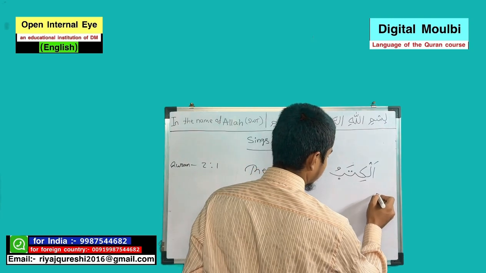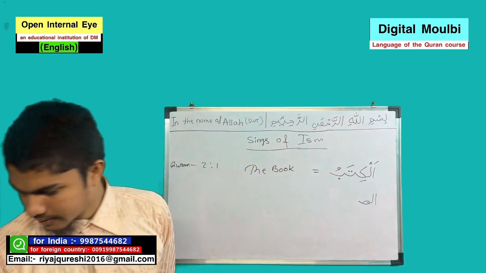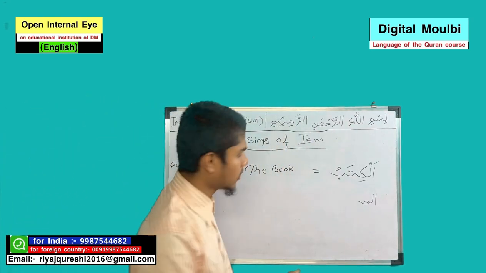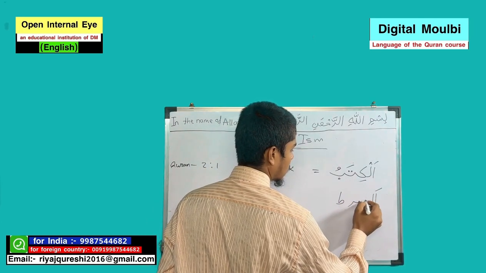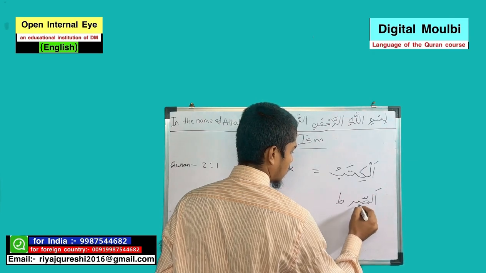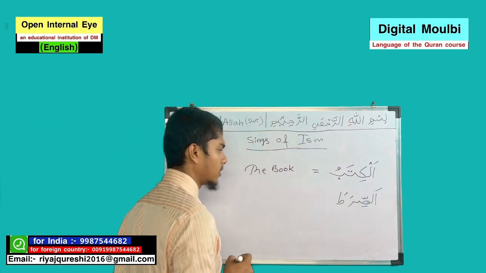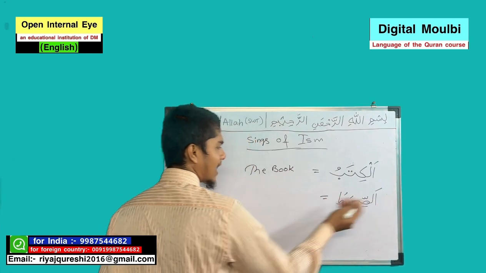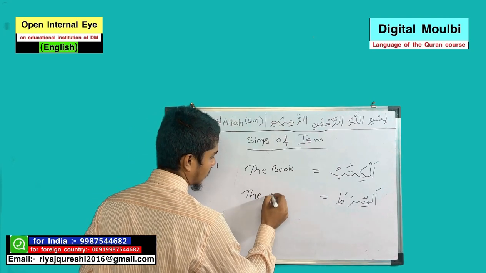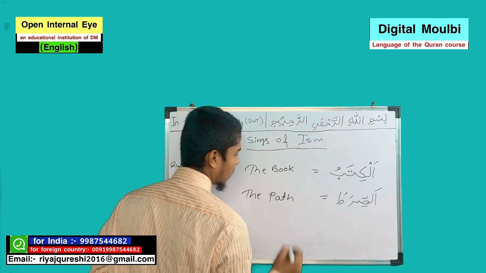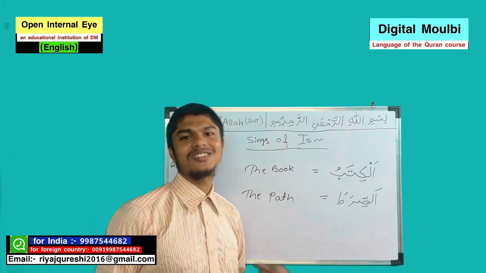And as-sirat, with ra and ta, as-sirata. What does it mean? It has alif lam and sirat. Al means the, and sirat means path. So as-sirat means the path.